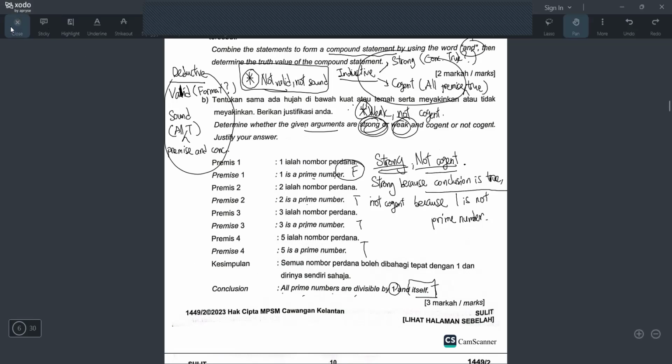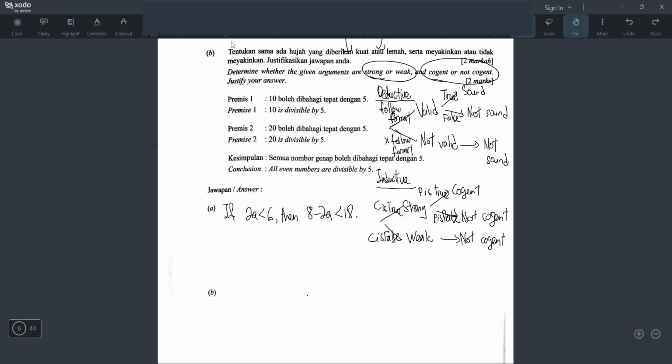Okay, now we go back to the Selangor question. So what do you think for this question? What do I have to write? Let's read the premises. 10 is divisible by 5. This is true. 20 is divisible by 5, which is also true. All even numbers are divisible by 5. This is false because not all even numbers are divisible by 5.